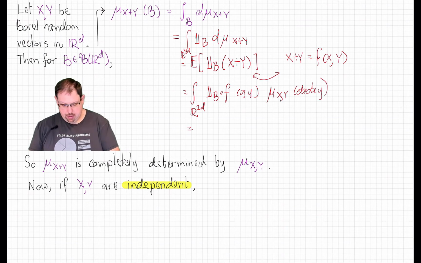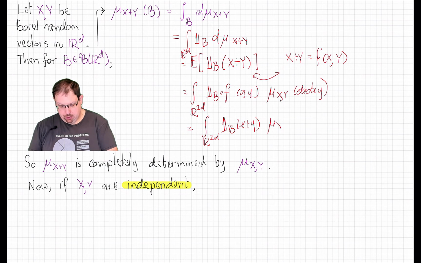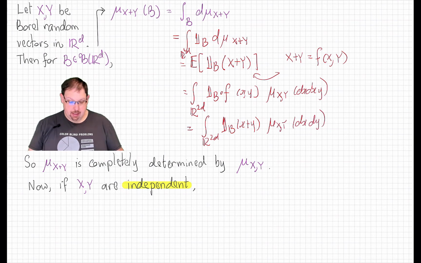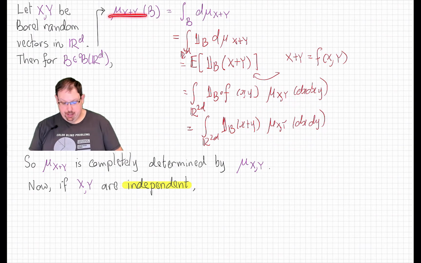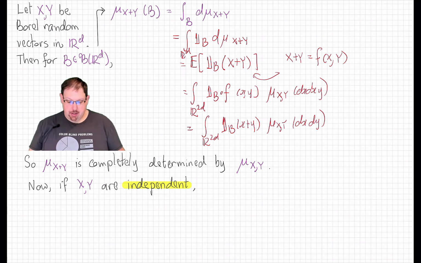In other words, this is the integral over R^d of the indicator of B at x plus y, integrated against that joint law. So that is how the joint law determines the law of x plus y. If we know this measure, then we can calculate this measure. Now that's about as much as we can say in this general context.